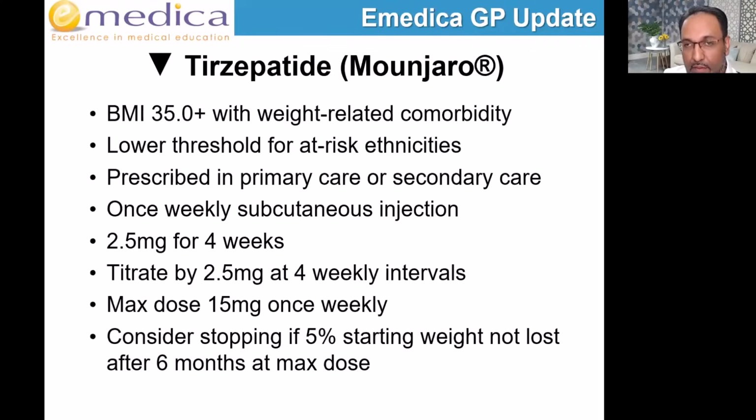Okay. And the nice thing about tirzepatide compared to Saxenda, liraglutide, which is daily, is that this one, at least, the injection's only once a week. So it's 2.5 milligrams for 4 weeks. And then they can titrate up. So then go to 5, then go to 7.5, up until the maximum is 15 milligrams. And if they haven't lost 5% of their starting weight after 6 months at the top dose, so it takes some time to titrate to top dose, then you keep them on that for 6 months, then you see have they lost at least 5, then you think about stopping it.